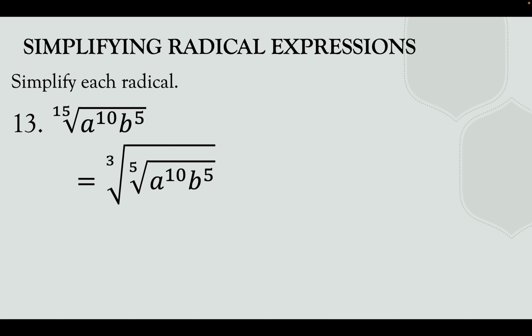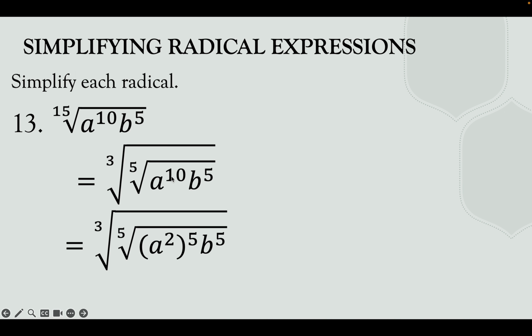So we change that one into the cube root of the fifth root of a raised to 10, b raised to 5. Since our index is 5, we can simplify this one here. So we have the cube root of the fifth root of a raised to 2 raised to 5, b raised to 5. What is the fifth root of a raised to 2 raised to 5? We can cancel 5, divide 5. The remaining value here is a raised to 2, and the fifth root of b raised to 5 is b. So your answer is the cube root of a raised to 2b.